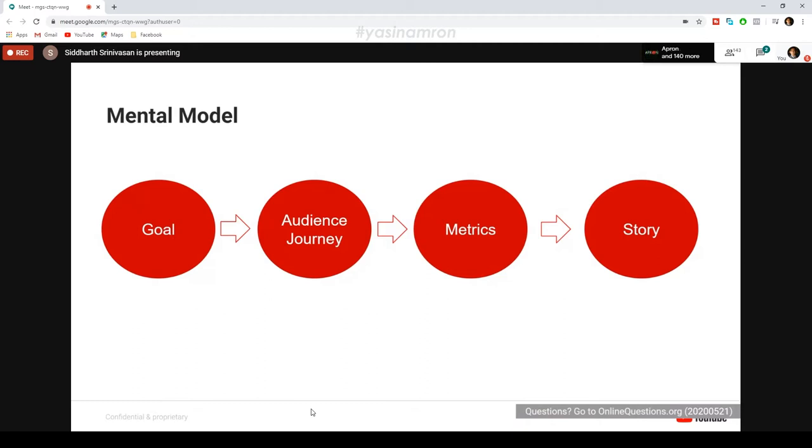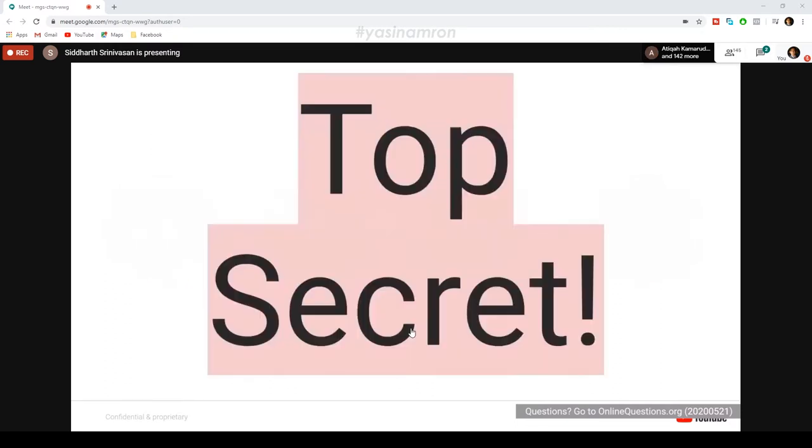And then the last thing is, when you put this all together, you then have a story, which is really how your audience discovered it, how they interact with it, and that is the story, right?